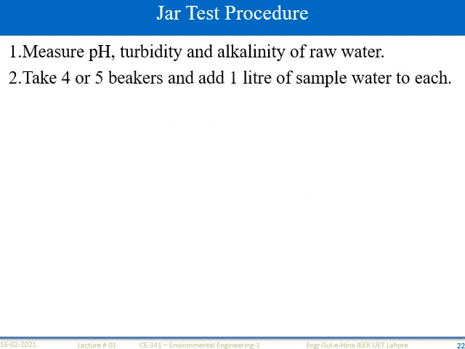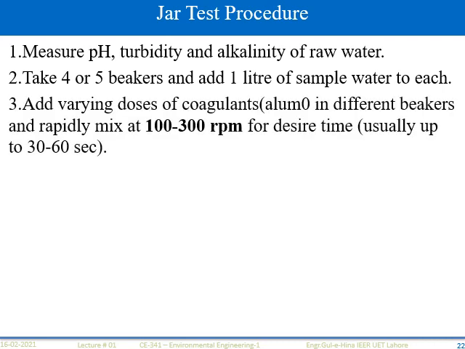So the procedure क्या है कि first of all you will measure the pH, turbidity and alkalinity of the raw water. Then you will take 4 to 5 beakers and add 1 liter of sample water to each. Add varying doses of coagulants. ठीक है, for example, if you are using alum, you will add alum in different doses in different beakers and rapidly mix at 100 to 300 rpm for a desired time. यूजुअली अप टू 30 to 60 सेकेंड आपने मूव करना है और डिफरेंट स्पीड्स के ऊपर करना है डिफरेंट जार्स पर.